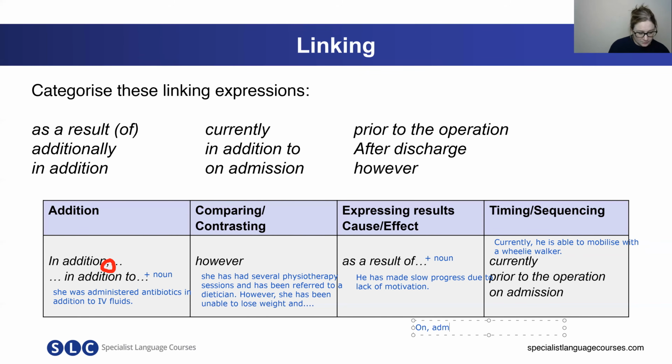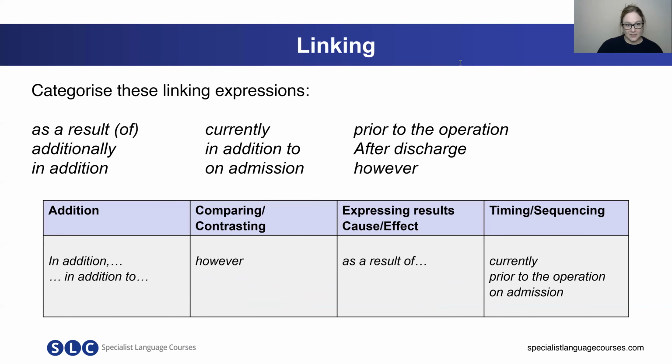On admission often goes at the beginning of the sentence. So on admission, followed by a comma, he underwent, let's go with angioplasty, for example. Again, you can put it at the end of the sentence. He underwent an angioplasty on admission, but I think it's much better to put it at the beginning of the sentence. Okay. Let's move on.